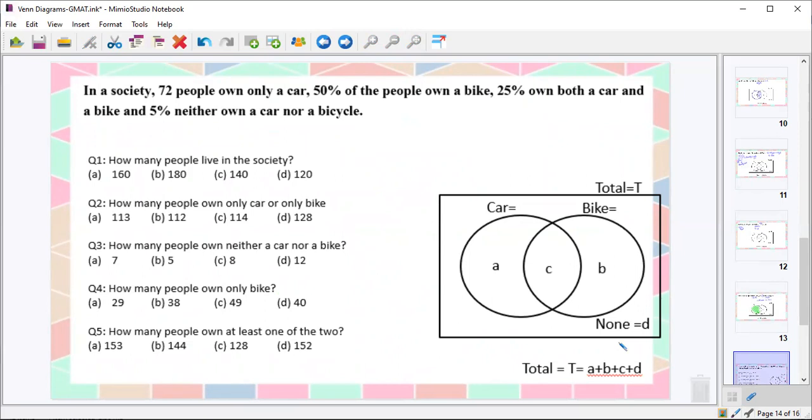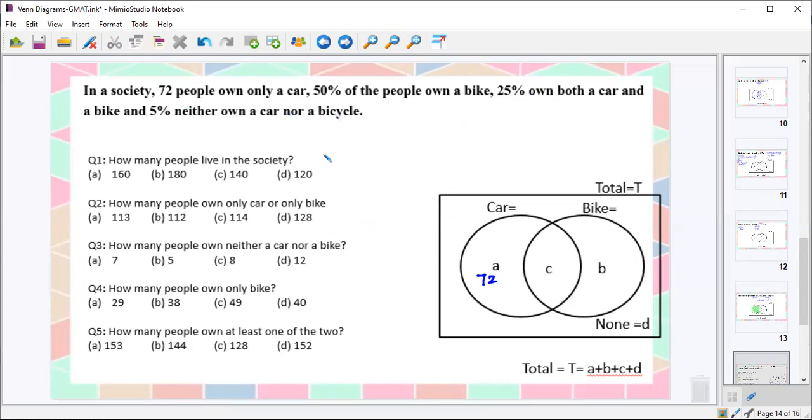So the question says, in a society, 72 people own only a car. When I say own only a car, which region am I referring to? I'm going to refer to this as A. So small a is equal to 72. 50% of the people own a bike, 25% own both a car and a bike, 5% neither own a car nor the bicycle.